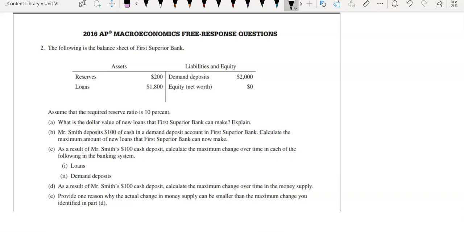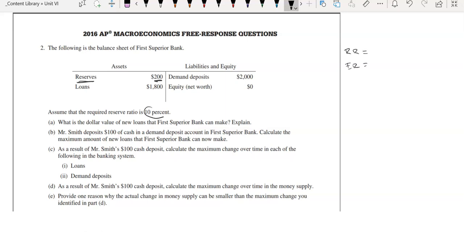So let's take a look at this first question here. The first question is, what is the dollar amount of new loans that the bank can make, right? So now the question becomes, well, how do we figure that out? Well, we know we have $200 in reserve. So the first thing we need to figure out is what part of this 200 is required and which part is excess, because then we can answer the question.